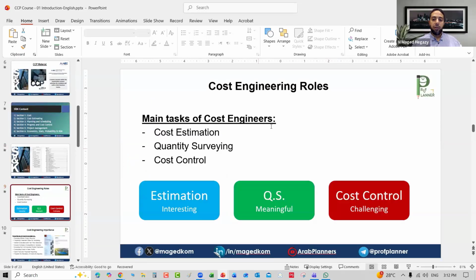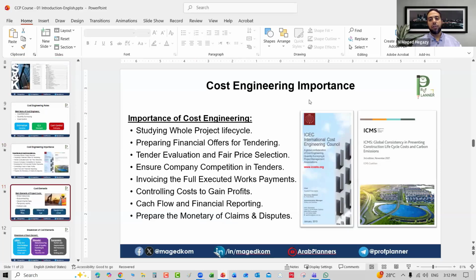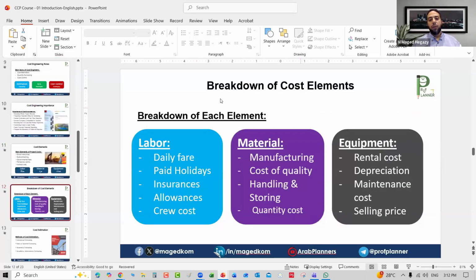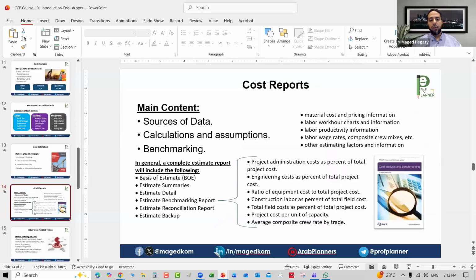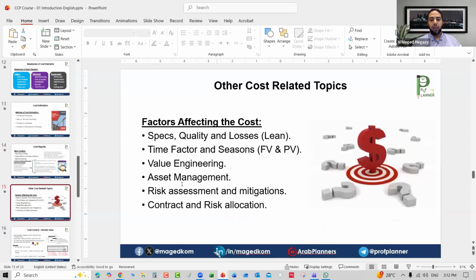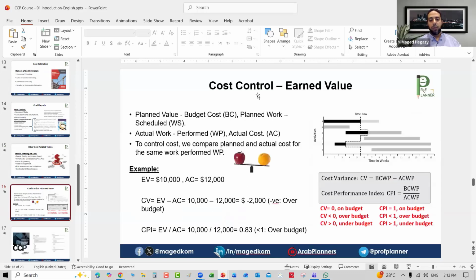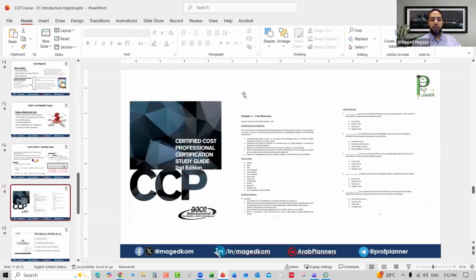We discussed the roles of cost engineering, the importance of cost engineering, the cost elements, what they are doing with these cost elements, and the details they are adding in the CCP, that we will discuss in detail: the cost estimation methods, the cost report, other items related to cost, which we can say most of the project management areas are related to cost, the cost to control, and here how the study guide is summarizing and introducing questions.